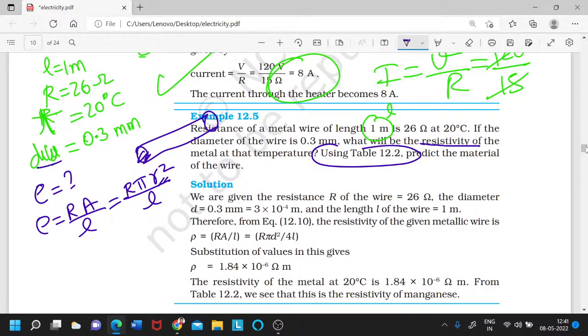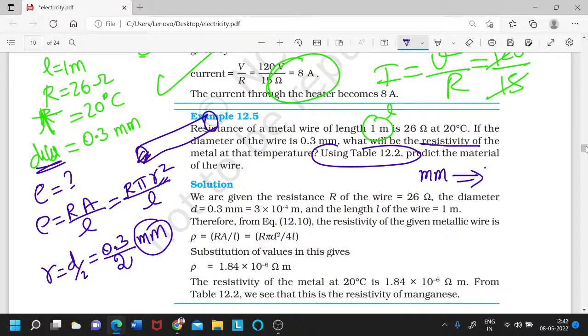Radius is not given, diameter is given. If you want radius, diameter divided by 2. What is the diameter? 0.3 divided by 2. It's in millimeter. Whenever you get the problem in millimeter, convert it to meter, then only the problem will be valid. Millimeter to meter conversion, you should multiply with 10 power minus 3. Always. So 3 divided by 2 is 1.5, so 0.15 into 10 power minus 3 meter.